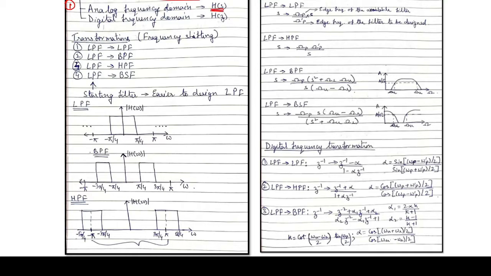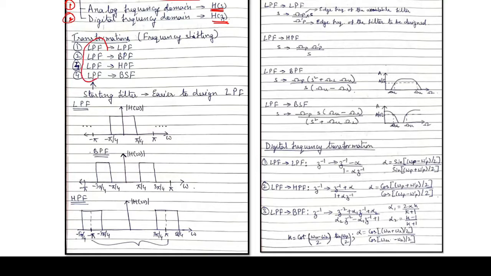Once you get the new transfer function, then you can apply the other methods like the impulse invariant method or the bilinear transform method to move to the digital domain. On the other hand, in the second case, where the frequency transformation is applied in the digital frequency domain, we have H(z), and in H(z) we apply the transformation equations. There are certain equations, and we apply those so it is converted to another type of filter.